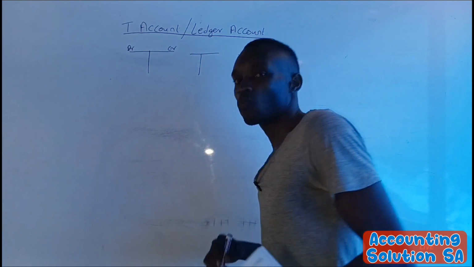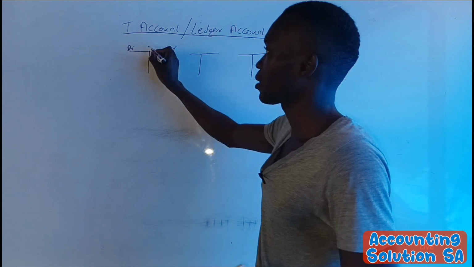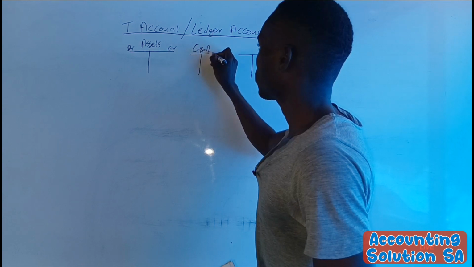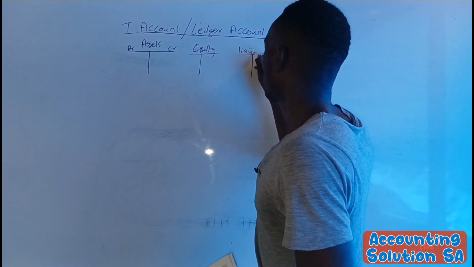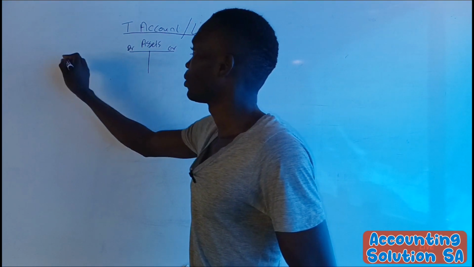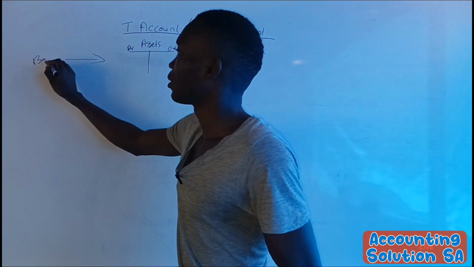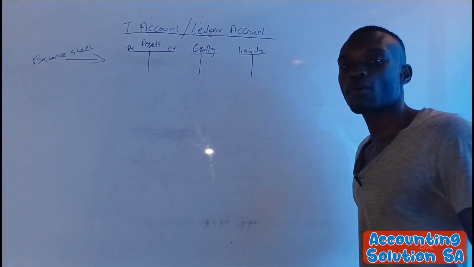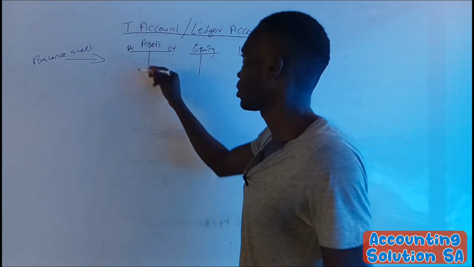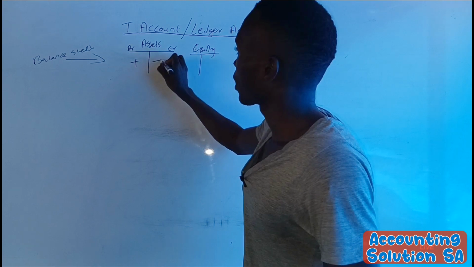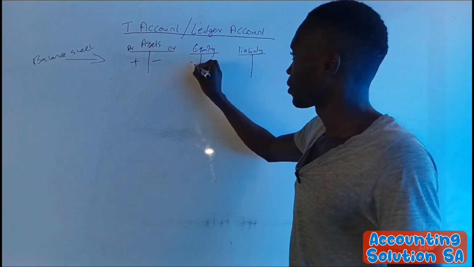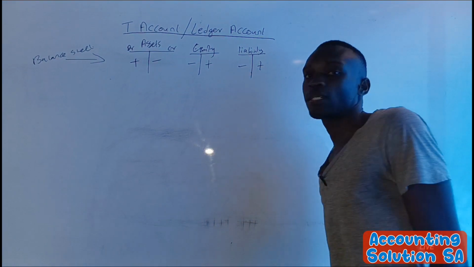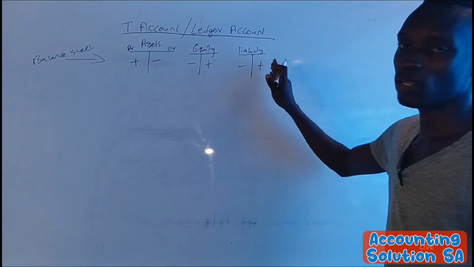When it comes to the balance sheet section, you must have an understanding of assets, equity and liability. This is the balance sheet, guys. In the balance sheet section, an asset increases on the debit side and decreases on the credit side. Equity does the opposite of assets and is the same as liability. Equity is the same as liability because they increase on the same side, the credit.